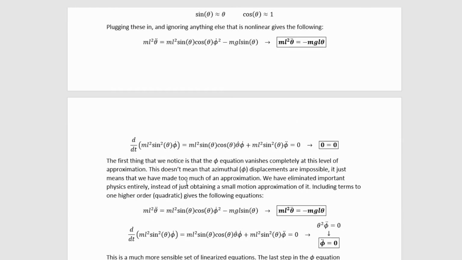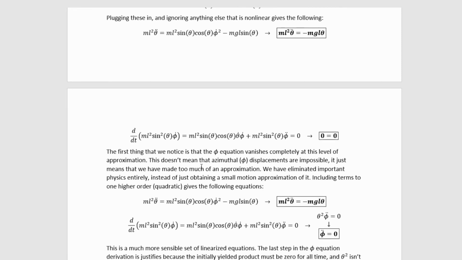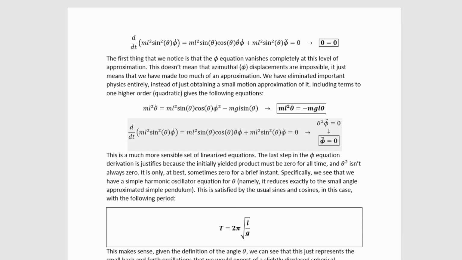The first thing that we notice is that the phi equation vanishes completely at this level of approximation. This doesn't mean that azimuthal displacements are impossible, it just means that we have made too much of an approximation. We have eliminated important physics entirely instead of just obtaining a small motion approximation of the physics. Our goal is to approximate it, not eliminate it. Including terms to one higher order, quadratic, gives the following equations. And now we see we have a sensible set of decoupled linear equations. This is a much more sensible set.